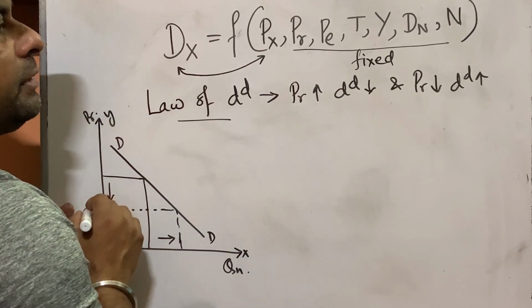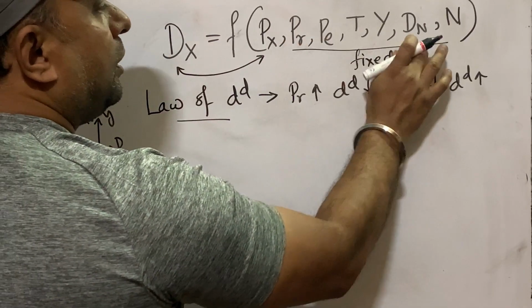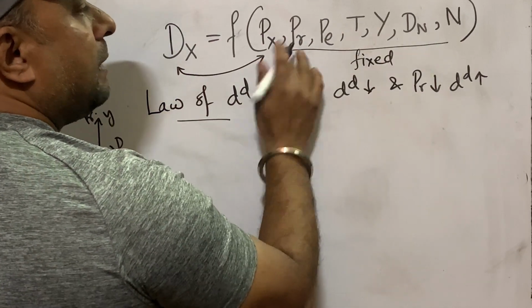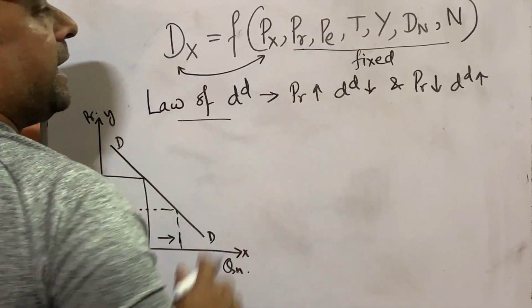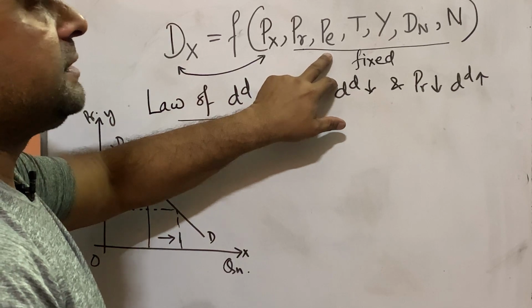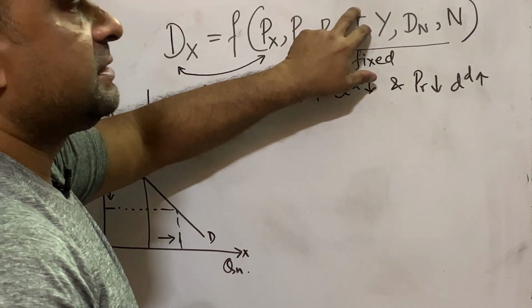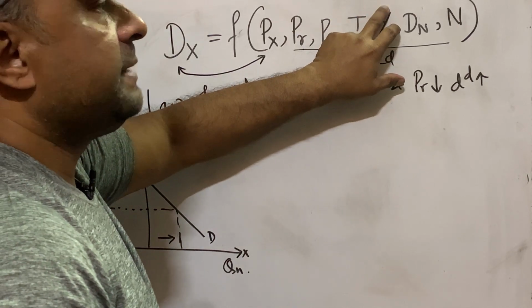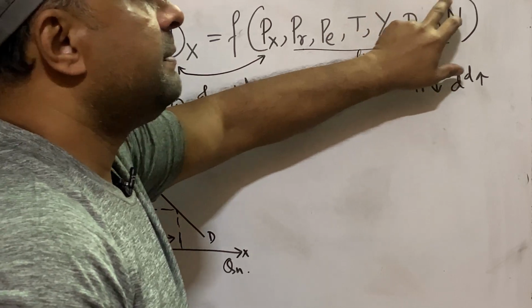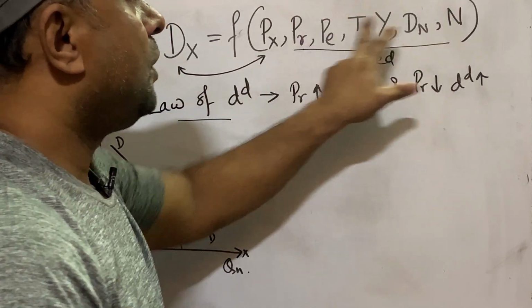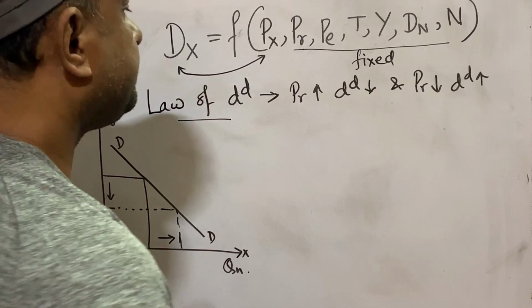So in the law of demand, what are the assumptions? The assumption is that these are all fixed except price. Price of related goods is fixed. There is no expectation of price change. Consumer's taste is the same. Consumer's income is the same. Distribution of national income is the same. Number of consumers is also the same. These are all fixed except price.